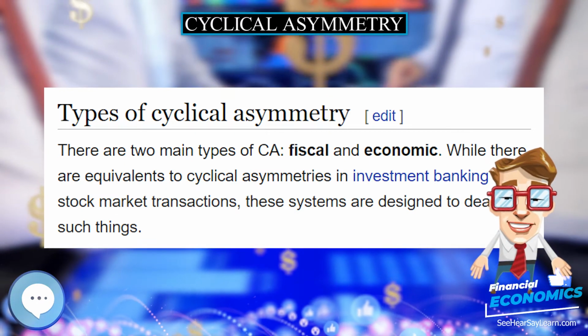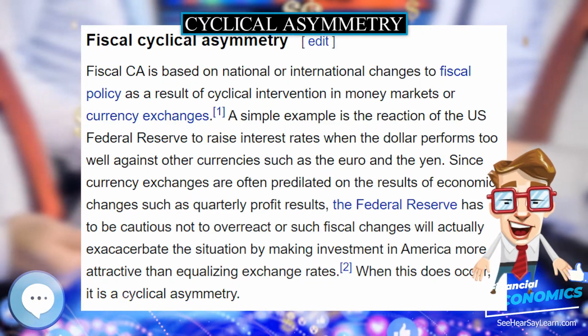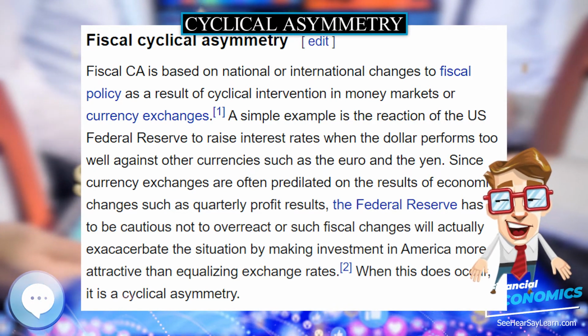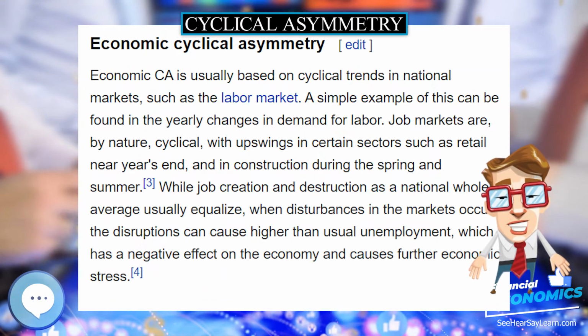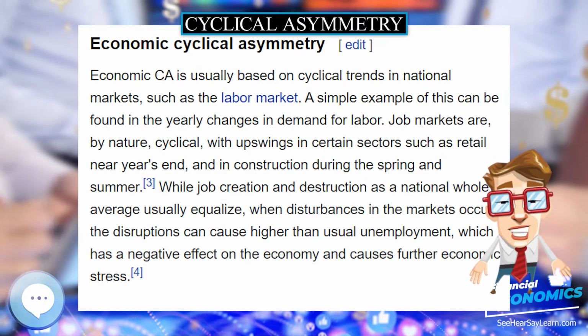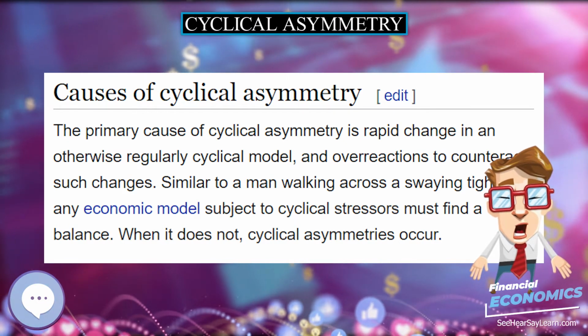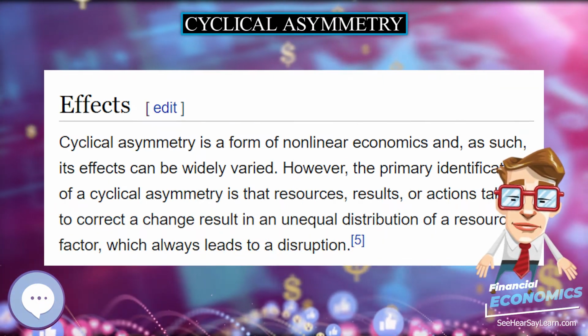Fiscal cyclical asymmetry. Fiscal CA is based on national or international changes to fiscal policy as a result of cyclical intervention in money markets or currency exchanges. A simple example is the reaction of the US Federal Reserve to raise interest rates when the dollar performs too well against other currencies such as the euro and the yen.